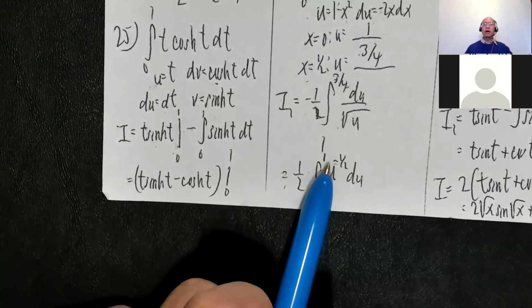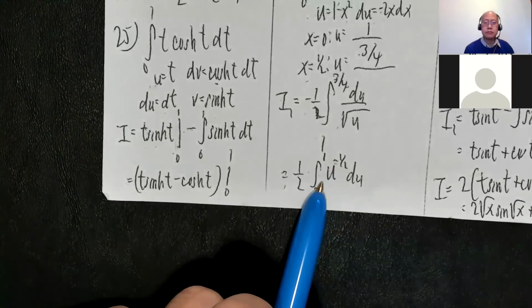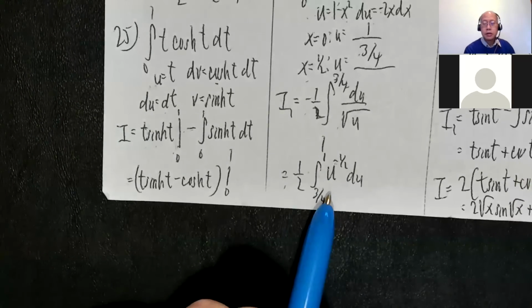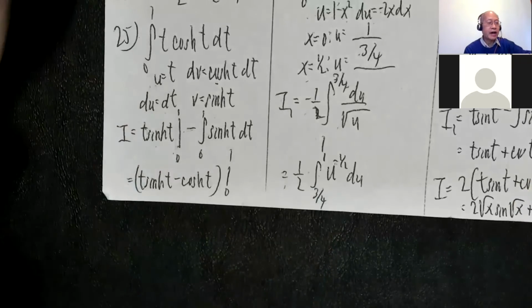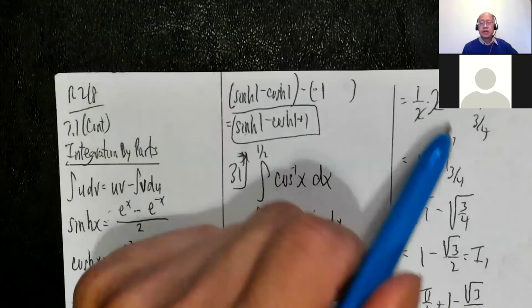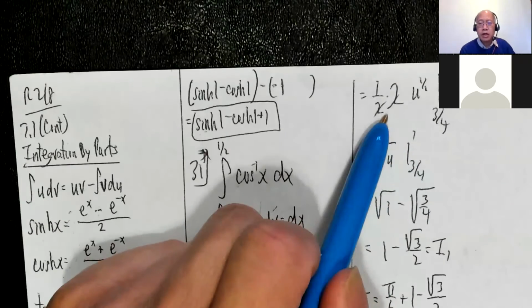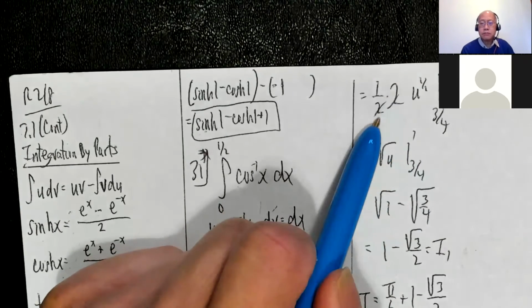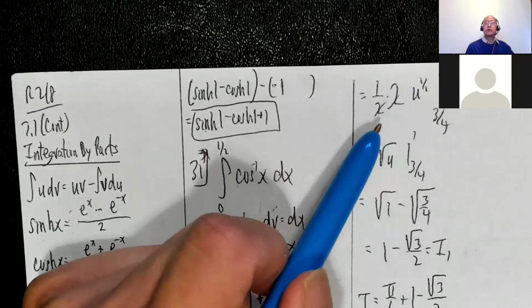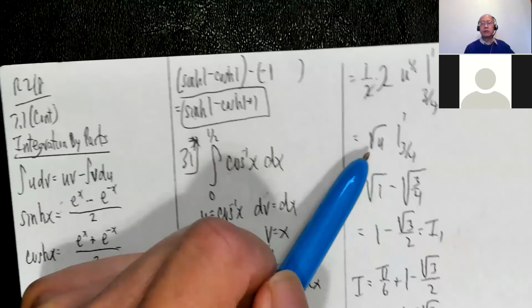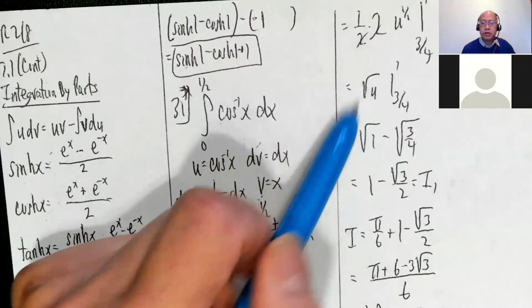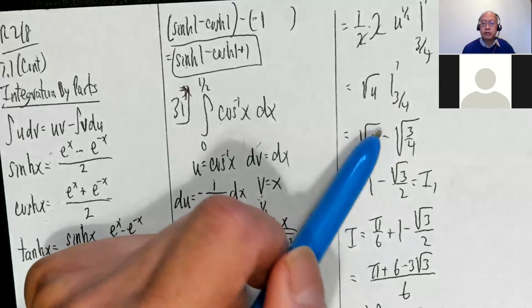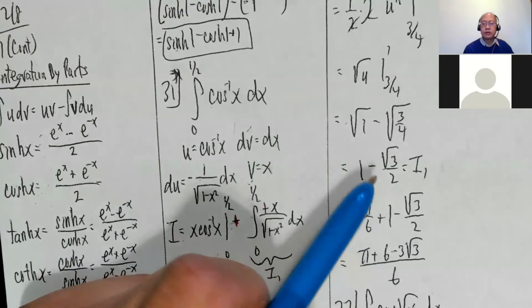All right, square root of u on the bottom means u to the negative half. So if I integrate, that's u to the 1/2 divided by a half. Divided by half means multiplied by 2. Very conveniently, these drop out. u to the half means square root. So plug in 1, square root of 1. Plug in 3/4, square root of 3/4. 1 minus square root of 3 over 2.